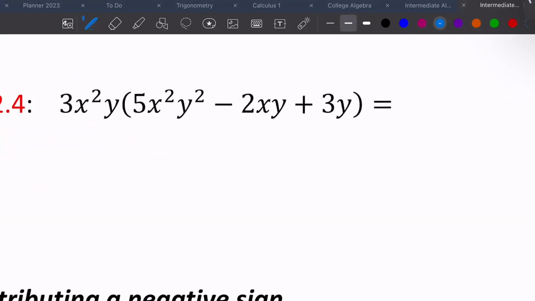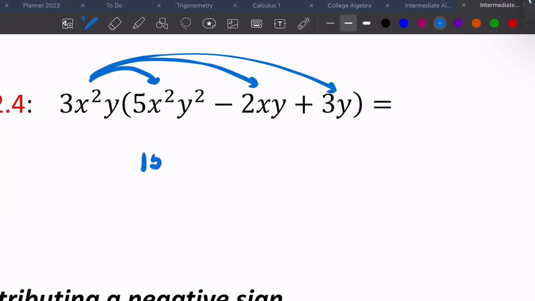Same thing here, except we have two variables instead of one. Okay. Nothing changes. We're still going to just add our exponents once we distribute. Okay. So we have 3 times 5, that's 15. And just go one by one, right? I'm going, okay, 3 times 5, that's 15. Now deal with x. So we have 2 and 2, that gives us 4. For y, we have y to the first, y to the second, and that gives us y to the third.